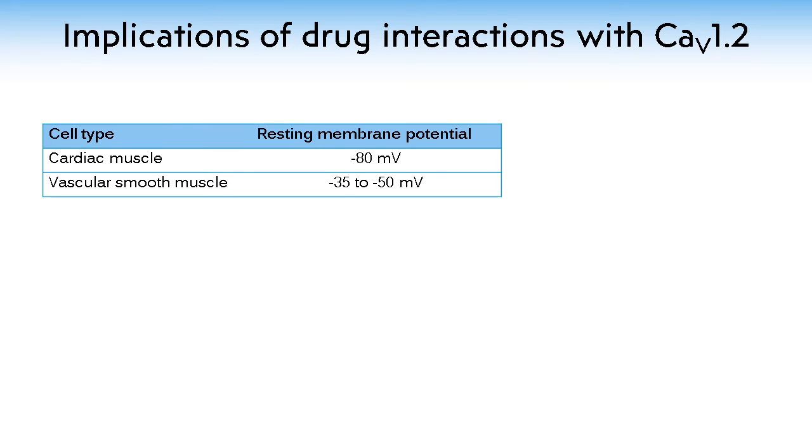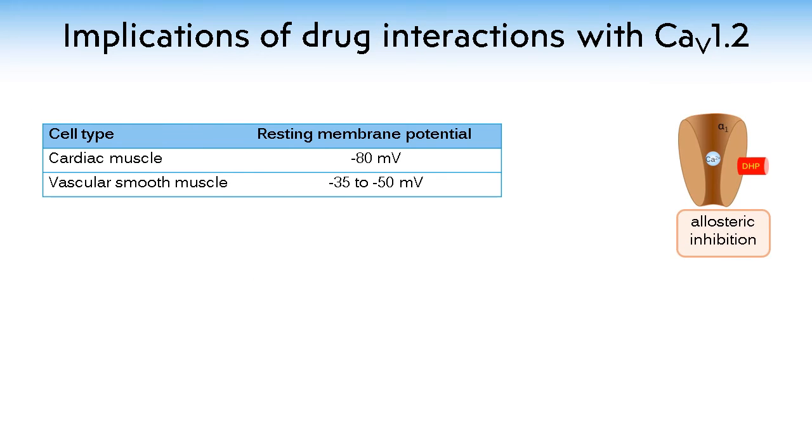Let's consider the allosteric inhibition of L-type calcium channels. Muscle cells of the heart and arteries have very different resting membrane potentials. Cardiac cells have a very negative membrane potential and depolarize for only brief periods during an action potential. This prevents allosteric inhibition by calcium channel blockers.